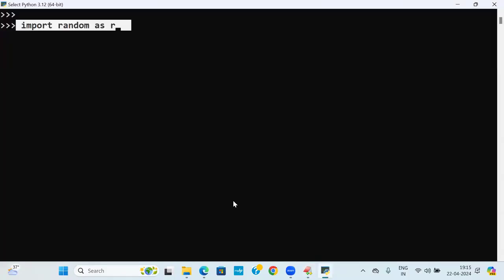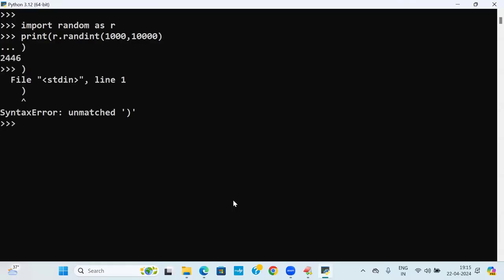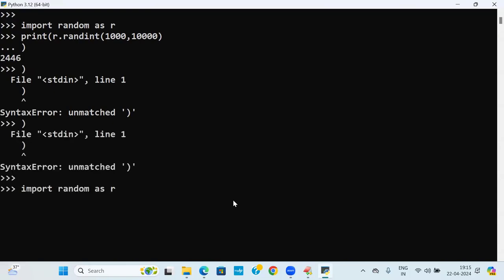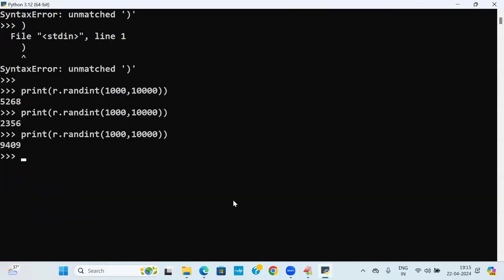Random. Go to the place. Import random as r, print of r dot randint, randint of 1,000 comma 10,000. You are going to get a random number. Close this bracket. Random numbers are coming, which you cannot predict. An OTP cannot be predicted; it is for security purposes.